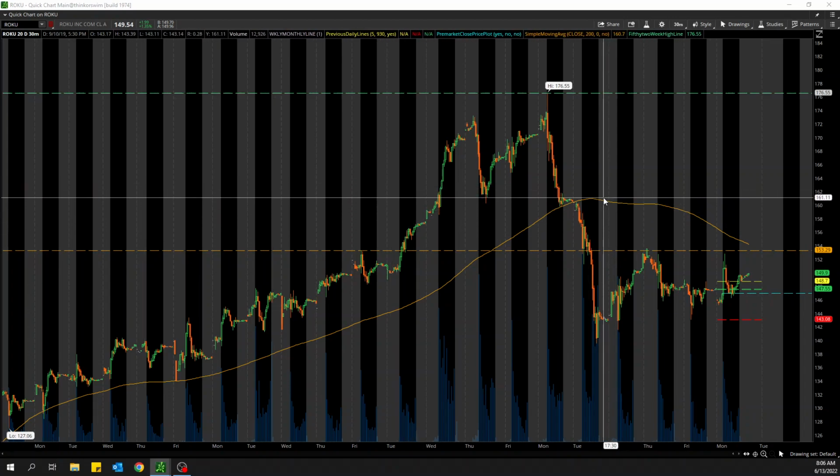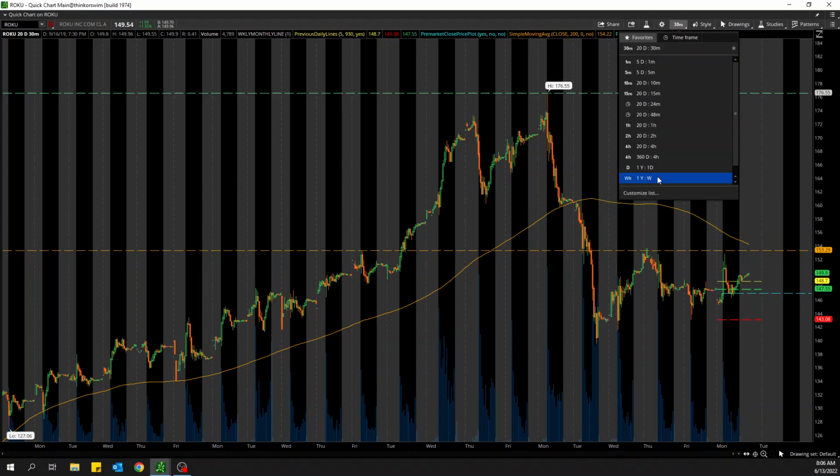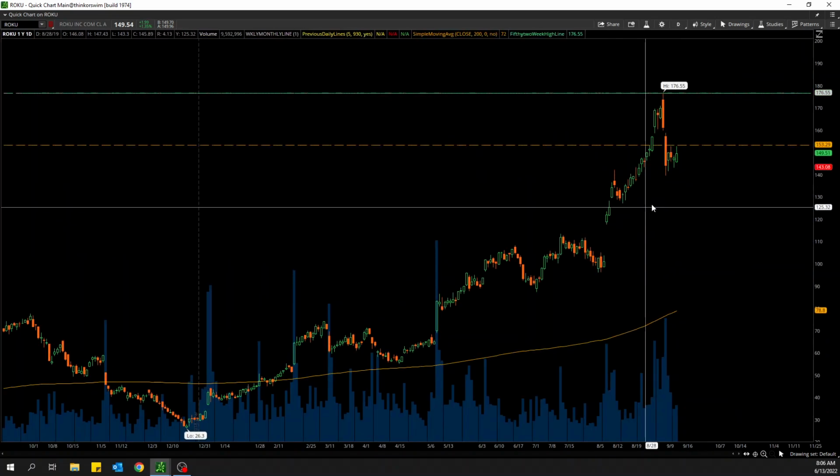This chart in particular is from Roku. This is back in 2019. It had a big drop off, and I want to show you how you can see that drop off from the beginning. So basically, go down to the daily.